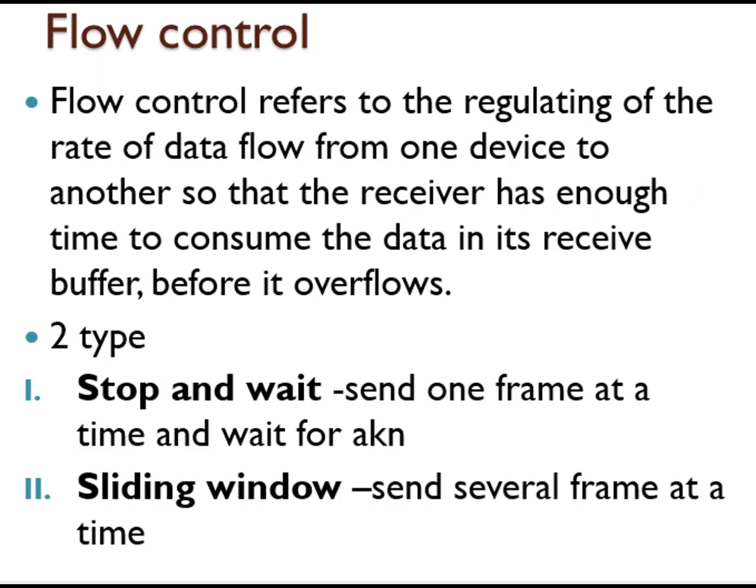Flow control refers to the regulating of the rate of data flow from one device to another so that the receiver has enough time to consume the data in its receive buffer, before it overflows. Type 1: stop and wait, send one frame at a time and wait for the acknowledgement. Type 2: sliding window, send several frames at a time.